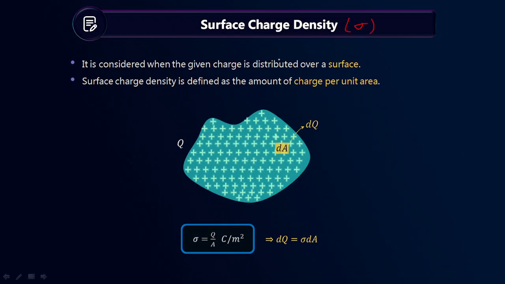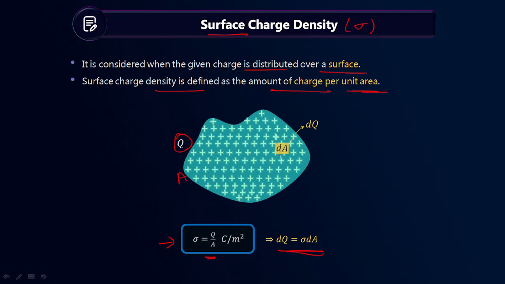So name itself suggests surface means charge is on the surface of a laminar body or any object in which charge is only on the outer surface. So it is considered when given charge is distributed over a surface. Surface charge density is defined as the amount of charge per unit area, right? So suppose Q charge is there and it is distributed throughout the area and total area is A. So I can say that sigma will be equal to total charge divided by total area. Area unit is what? Meter square, right?